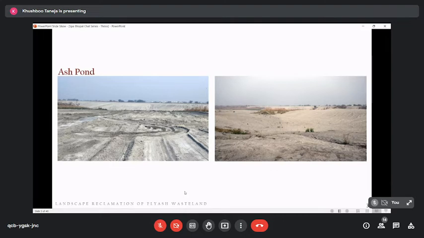The intensity of the fly ash here was that it ranged from 3 meters, I'm talking about subsurface levels, 3 meters below the ground level to 25 meters. It went that deep into the ground. So there was no soil. Imagine, there was no soil. It was all fly ash.